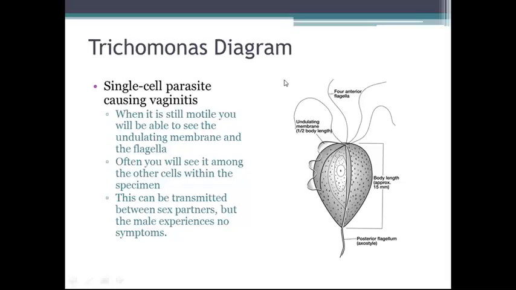So Trichomonas is a single-cell parasite causing vaginitis. When it is mobile, you will be able to see its undulating membrane and the flagella. Often you will see it among other cells within the specimen. This parasite can be transmitted between sex partners, but the male experiences no symptoms typically. And oftentimes Trichomonas is treated with a medication called Flagyl.